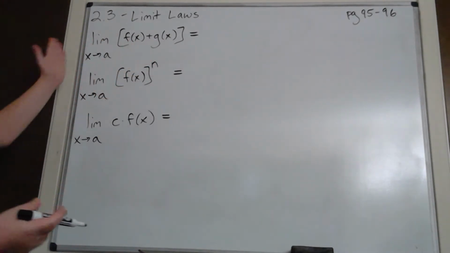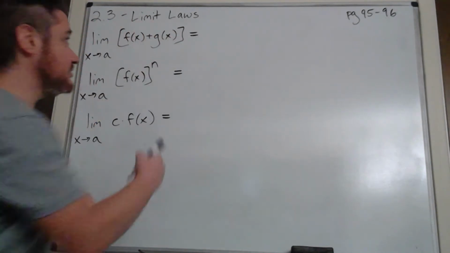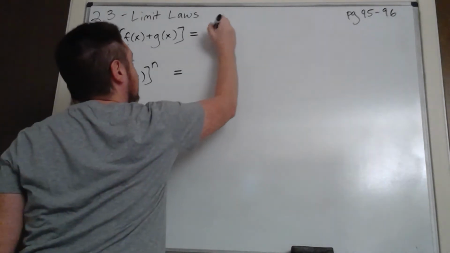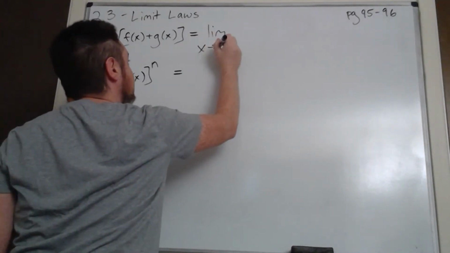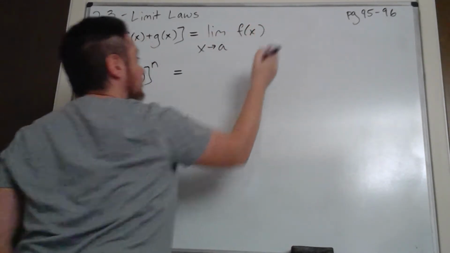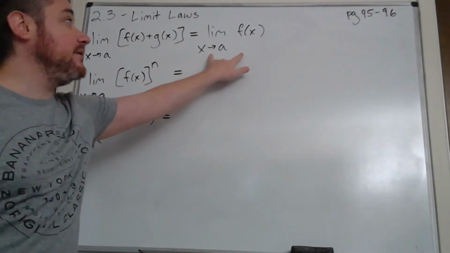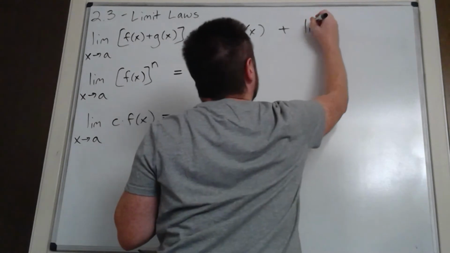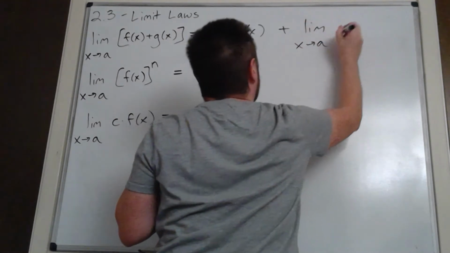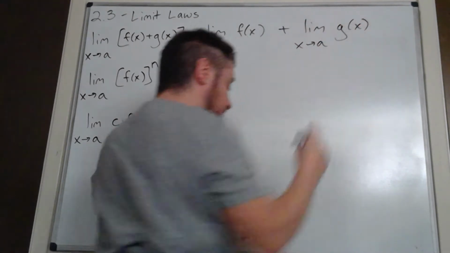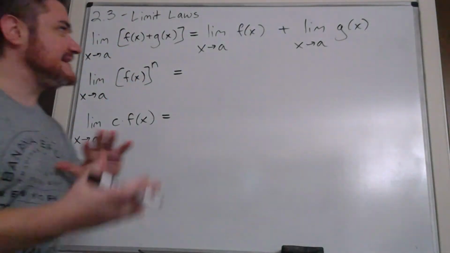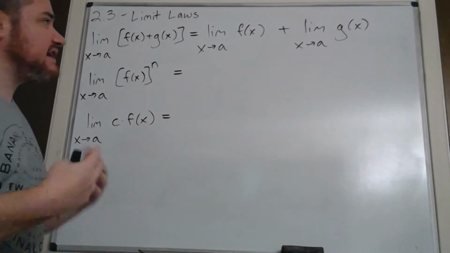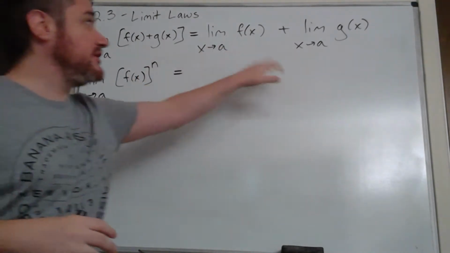Then essentially you could think about it as distributing the limit, right? So the limit as x approaches a of this function is really just the limit as x approaches a of my f function, which will give me one number, and then add that to the limit as x approaches a of my second function, g. So in a sense, you're distributing the limit. That's the idea, so it works pretty nicely.